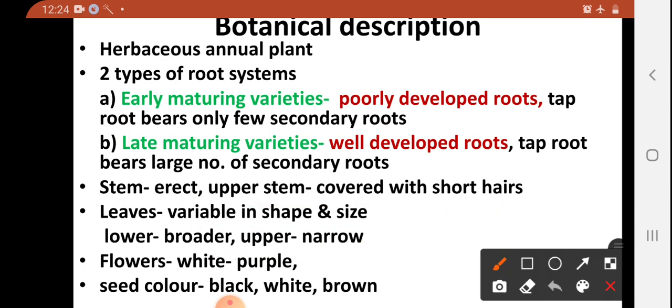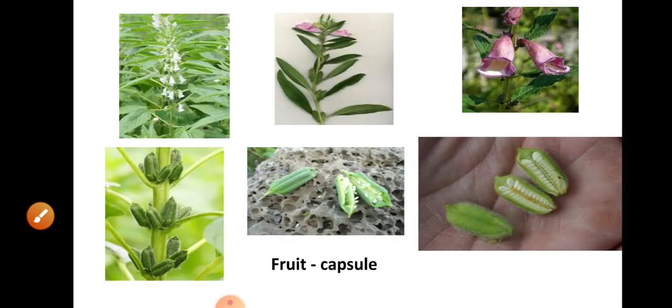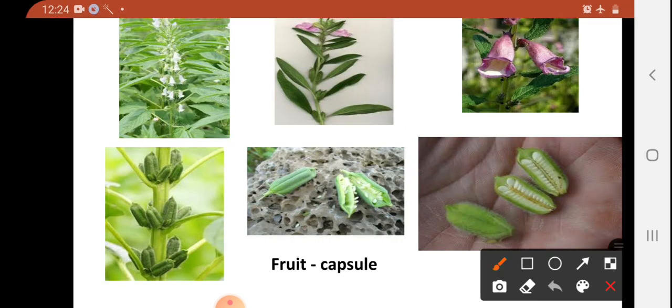Flower color again varies from white to purple, and seed color again varies from black, white, and brown. Here you can see the color of the flower. Here is a white color flower. You can see here these are purple color flowers.